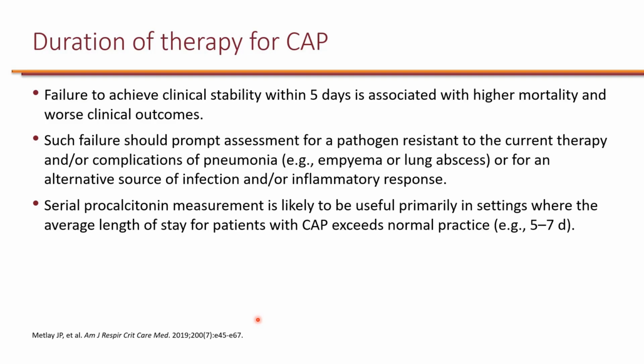One tool that we can use is serial procalcitonin in order to see when it's safe to discontinue antibiotics if the patient needs a longer duration. So once it goes beyond 5 to 7 days, we can get serial procalcitonin, and if the levels become low, then that's an indication that treatment has been long enough and it would be safe to discontinue.